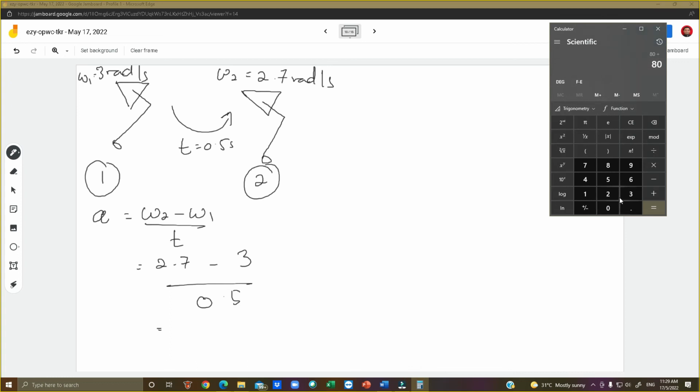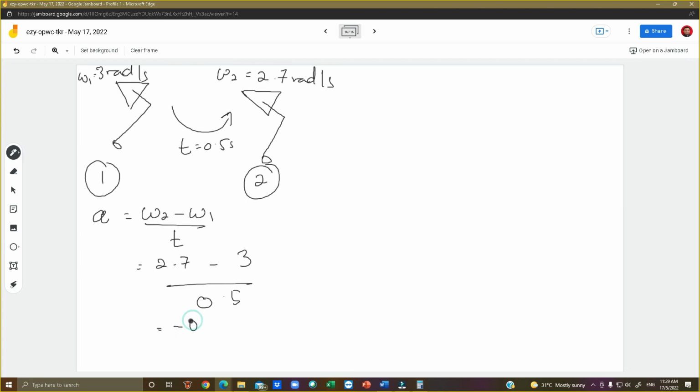Betul ke salah tu? 1.8. Salah sir. Negatif 0.6. Negatif 0.6 apa? Ni tadi dalam radian. So dia adalah radian per second square. Now change this into degree. Kalikan dengan 57.3, berapa kita dapat? Negatif 34.38 degree per second square. Ni dia. This is how you solve the equation.